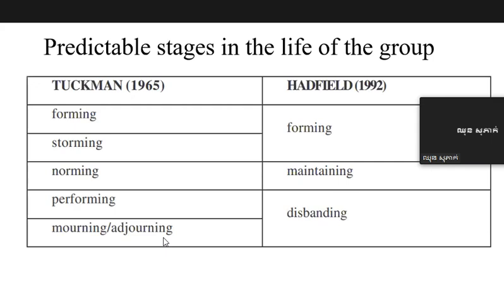And for Hatfield, 1992, there are 3 stages: forming, maintaining, disbanding.